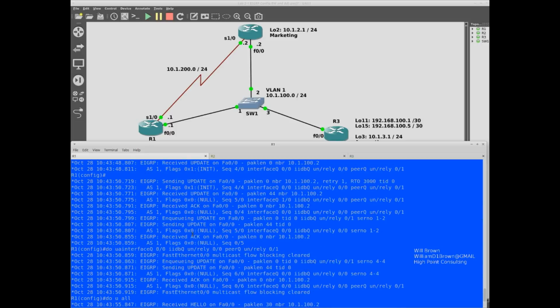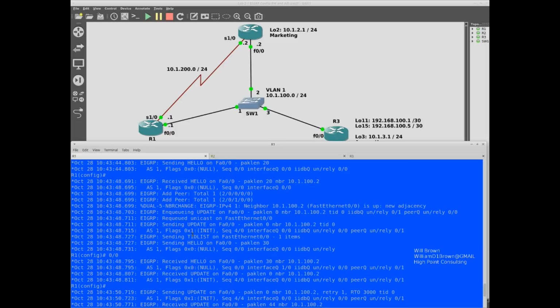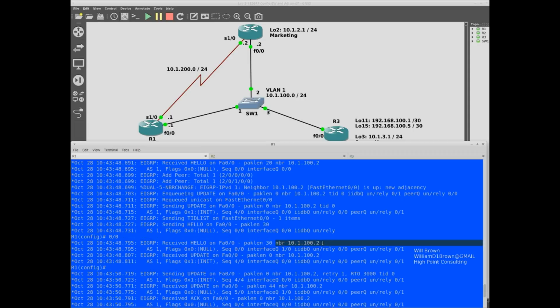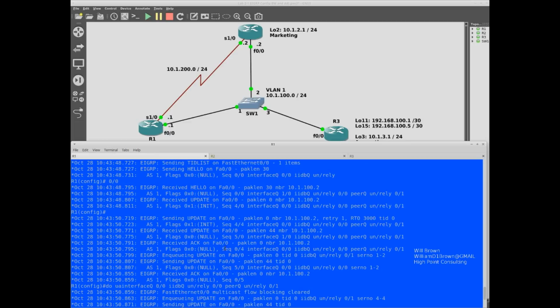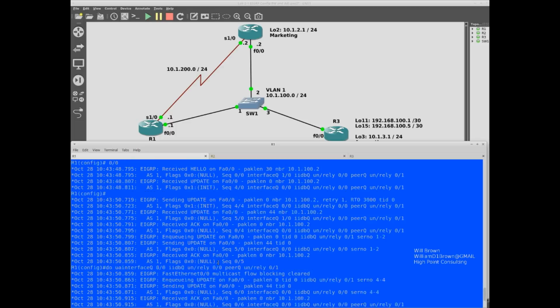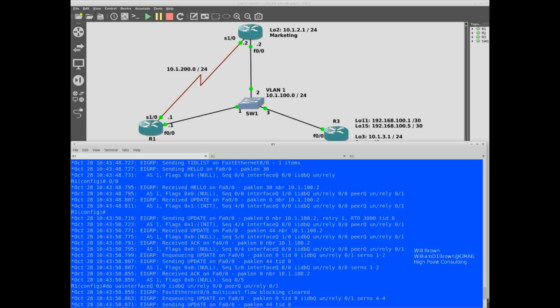So as a result of that, here was me shutting it down: sending hello, received a hello from neighbor at 10.1.100.2, sent a hello on the fast Ethernet, received an update on fast Ethernet, received an update from 10.1.102.2, sending an update to 10.1.100.102, and going through that whole exchange, finally the neighbor relationship forms, and then these messages pass back and forth.